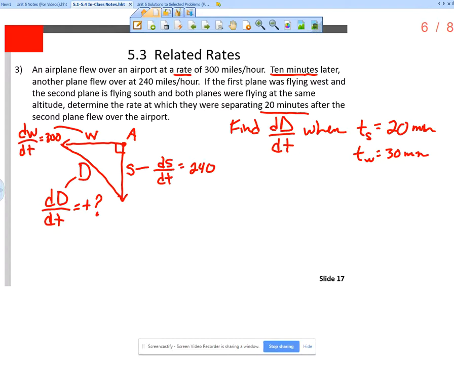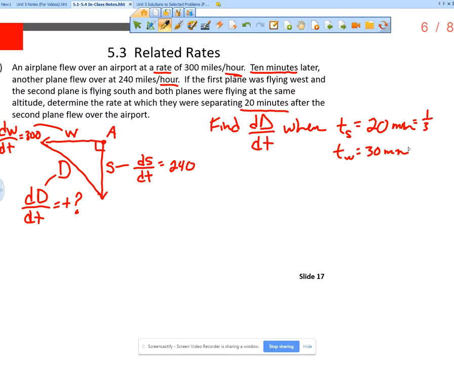That's an important thing that we understand. But here's another thing. Our rates of change, 300 and 240, are given in miles per hour, but now I'm dealing with minutes. So we actually do want to convert those. 20 minutes is 1/3 of an hour.